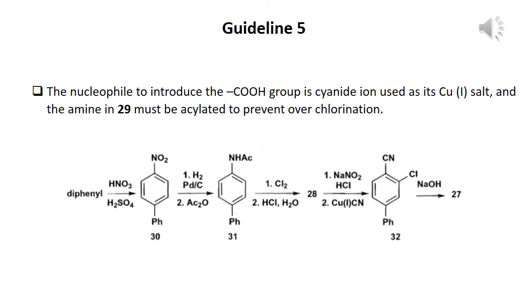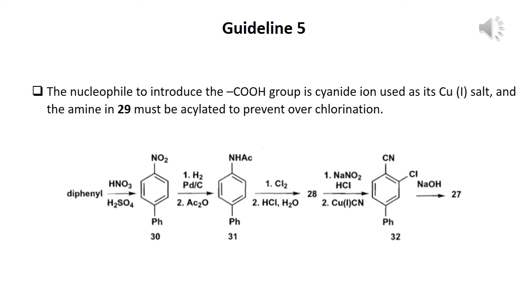After chlorination we shall do the diazotization using sodium nitrite, HCl, and cuprous cyanide. When we do diazotization, there will be an N triple bond N diazo group, and that will be displaced by the cyanide group. So cyanide will displace the diazo group, and we shall get 32 at this position.